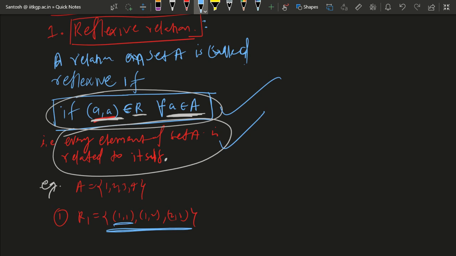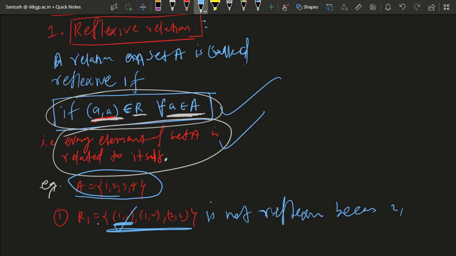1 is related to 1, but that is not enough. It is saying that every element must be related to itself. Set A has 4 elements, so all 4 elements must be related to themselves. Here 1 is related to 1, but 2 is not. So this is not reflexive because 2 2 does not belong to relation R. All elements must be related to themselves, then you will call it reflexive.